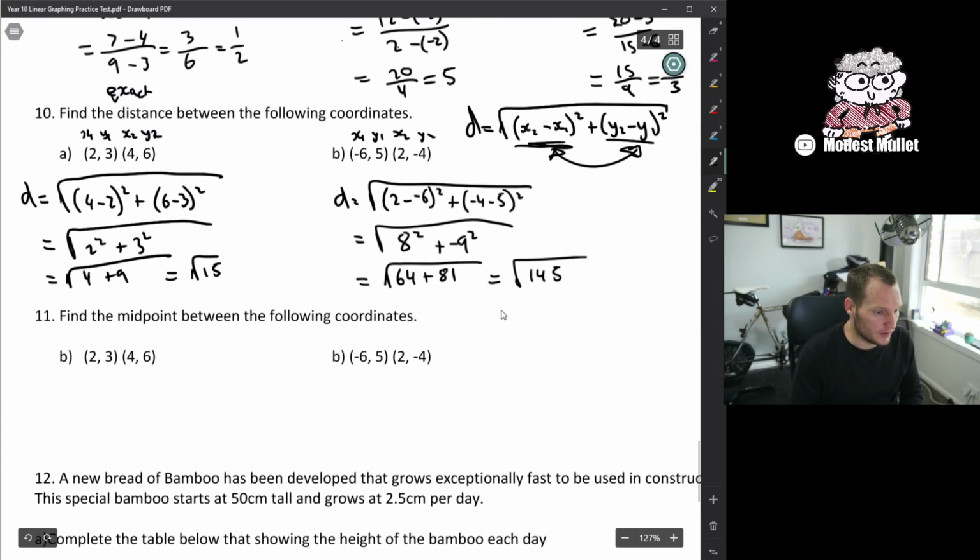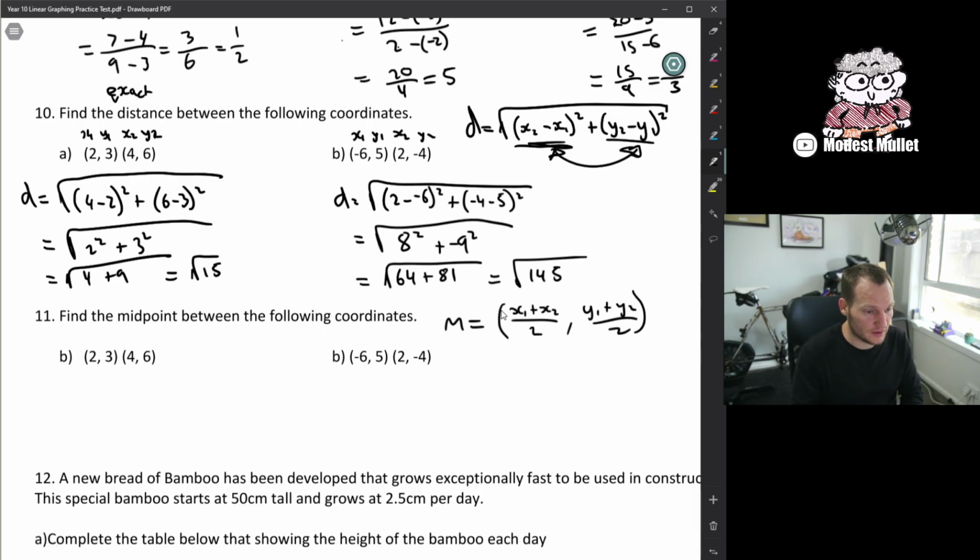Rightio, midpoint. Another equation, like I said, the midpoint will be equal to x1 plus x2 divided by 2, y1 plus y2 divided by 2. That's just the averaging of the 2 points. This one, order is important. You must do the x's first and then the y's second with the comma in between, because we always write our coordinates as x, comma, y.